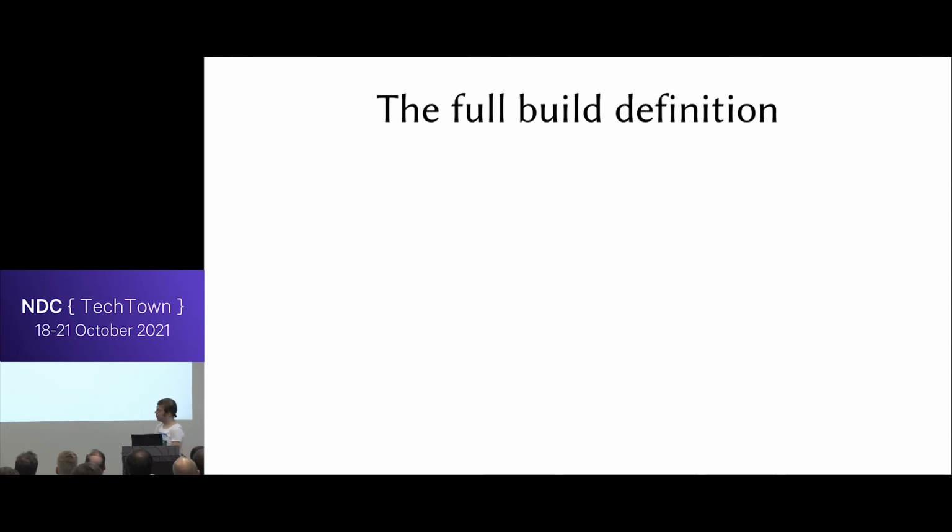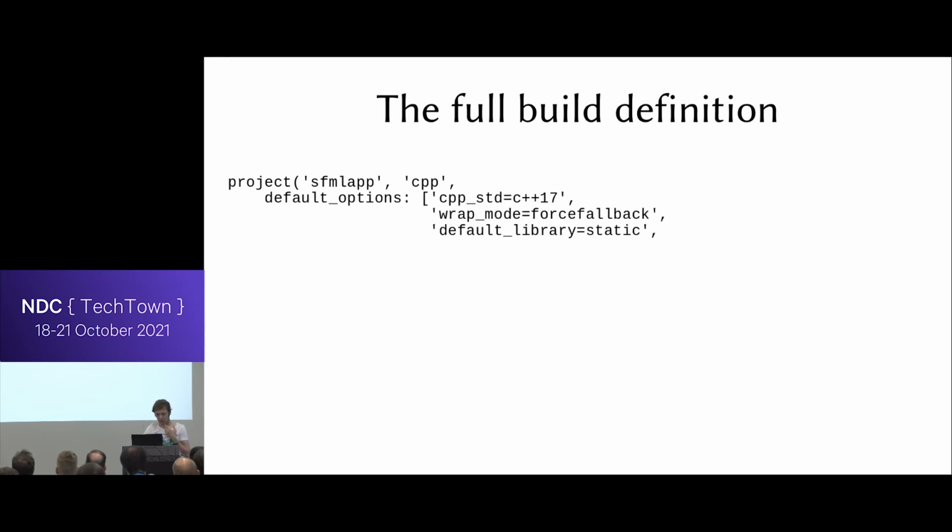So the full build definition for this. This is not demo code. This is the full build definition. Everything that you need to write yourself. This is on GitHub if you want to get it, I don't have a URL in this presentation, but it's under my personal pages. So basically you have a project which is SFML app and uses C++. Then you set a bunch of default options. These are not necessary, but they're kind of nice.